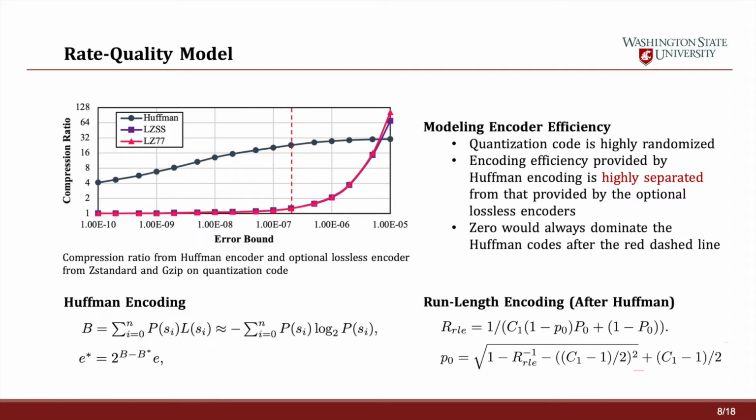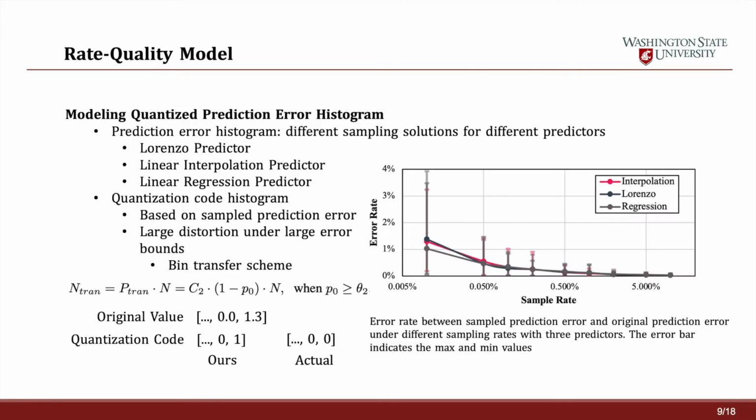And you can see when we separate the Huffman encoding and run-length encoding efficiency, all the efficiency estimation is based on the quantization code histogram P here. And also we have a reverse equation to estimate the error bounds based on the targeting bitrate or targeting compression ratio.